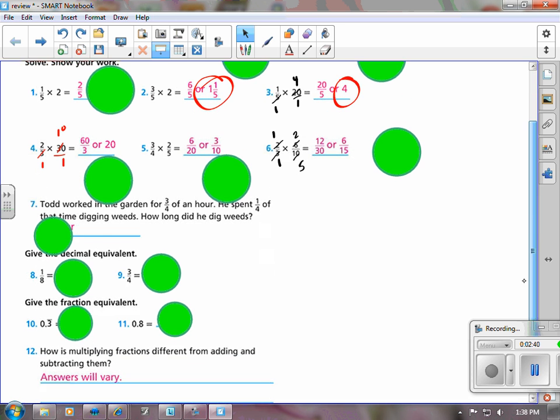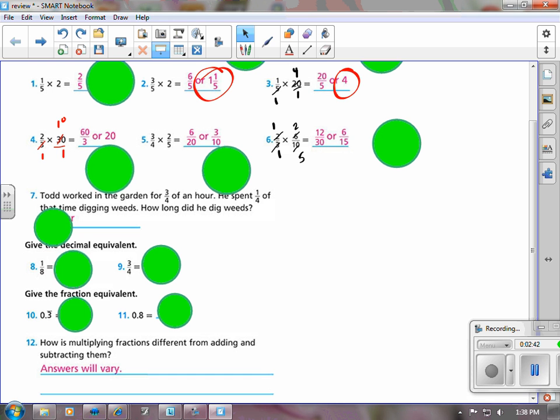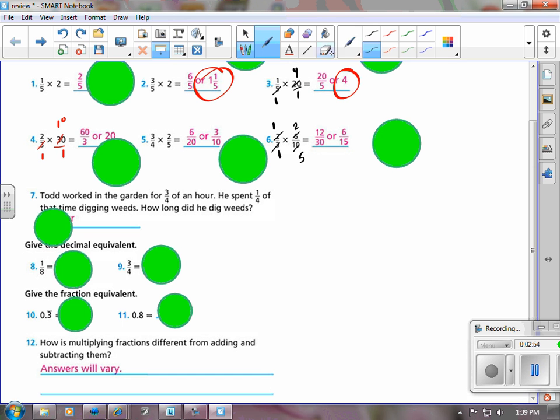Makes me feel better. Todd worked in the garden 3/4 of an hour. He spent 1/4 of that time digging weeds. How long did he dig? So it's multiplication. Okay, you're going to take 3/4 times 1/4. Okay, 3 times 1 is 3, 4 times 4 is 16. So 3/16 of an hour.